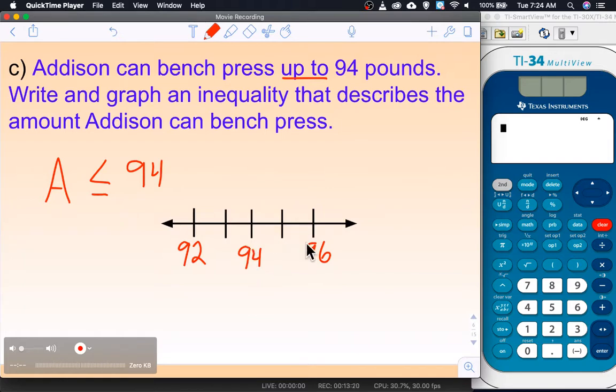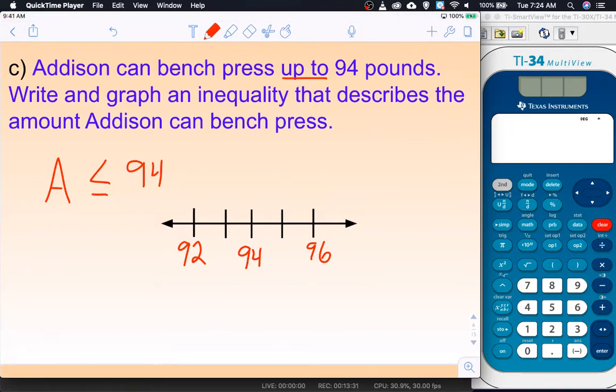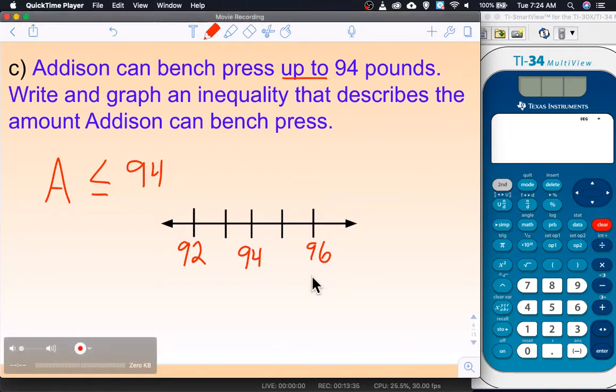I just label every other line. I'm still counting by ones: 92, 93, 94, 95, 96. But I don't have to label every single line, and that's okay with me. A lot of times you'll see on number lines from a textbook, they don't label every single line. They'll skip lines, or they'll maybe count by fives or something.